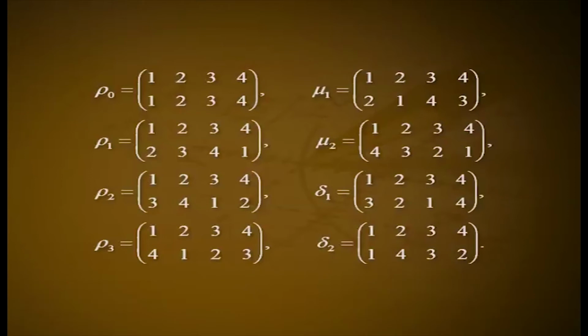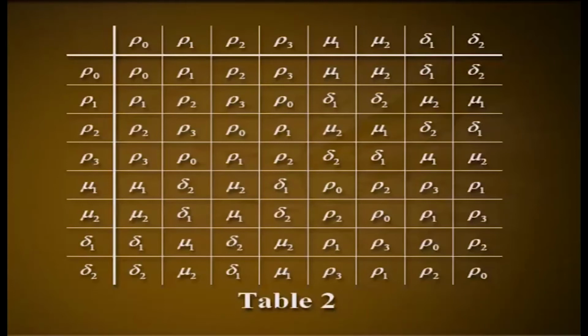Delta 2 is equal to the permutation 1 to 1, 2 to 4, 3 to 3, 4 to 2. The group table 2 for D4 is given below. Note that D4 is non-abelian. Attention! Never confuse S4 with D4. S4 is a symmetric group on 4 letters with 4 factorial, which is equal to 24 elements, while D4 is a group with just 2 into 4, which is equal to 8 elements.